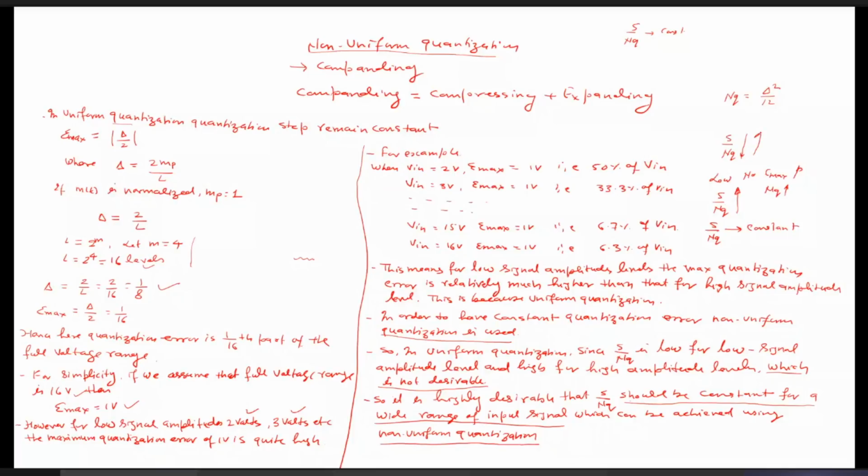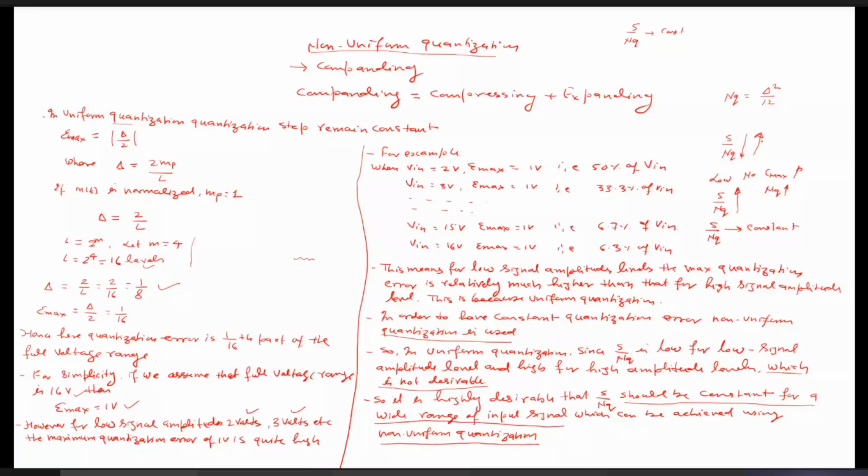So to increase this signal to noise ratio at the low amplitude, what we do is decrease this NQ at low amplitude. So how can we decrease this NQ? Because at low amplitude, in the uniform quantization, the signal to noise ratio is low. But in the non-uniform quantization, we try to increase the signal to quantization noise ratio.